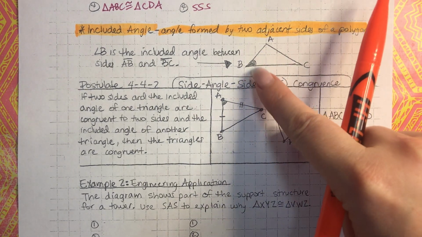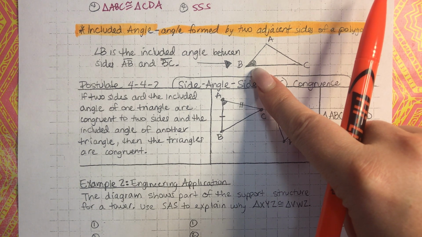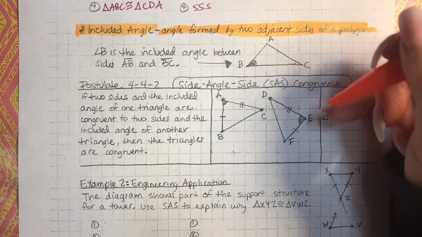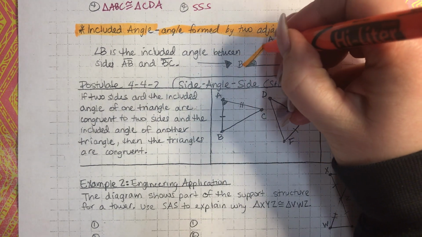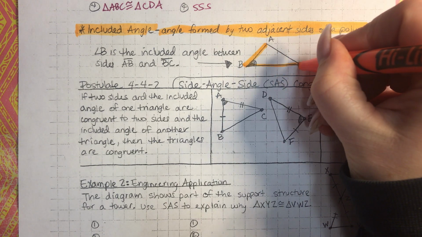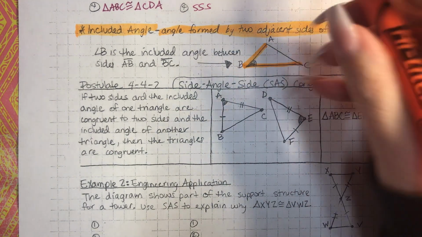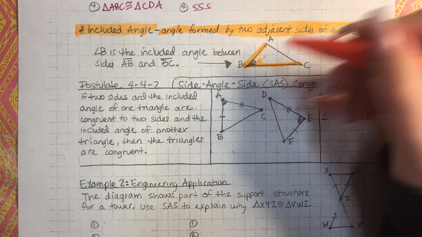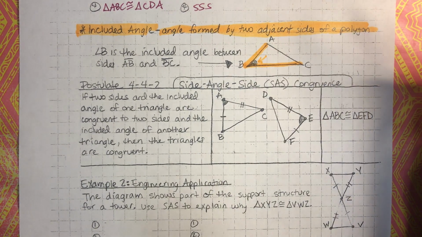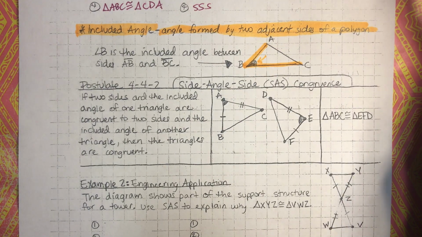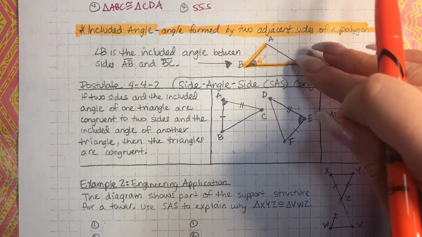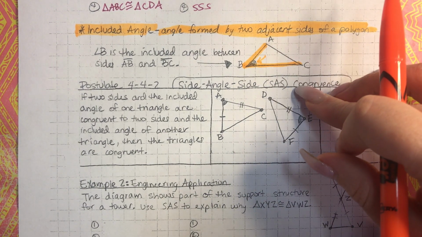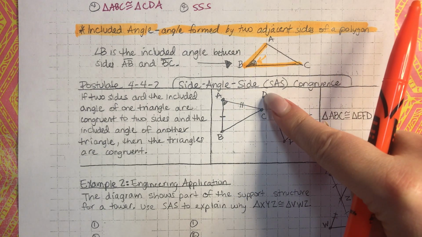So if you look here for angle B, it is an included angle by the sides AB and BC. So those are the two sides of that angle, and this right here would be considered the included angle, angle B.